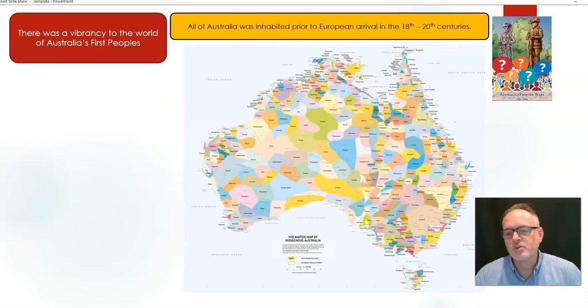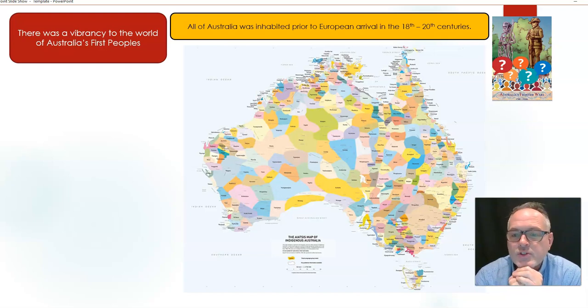This is a map, sometimes referred to as the Tyndale map. This is the map of the territories, the nations of Australia prior to European colonisation. And it's amazing. And I'd urge you to maybe pause for a moment, and I know it's very hard to read on this, but get a sense of what that map looks like.